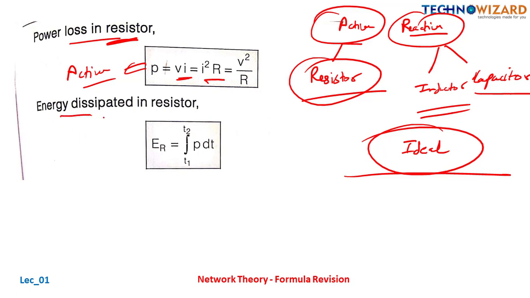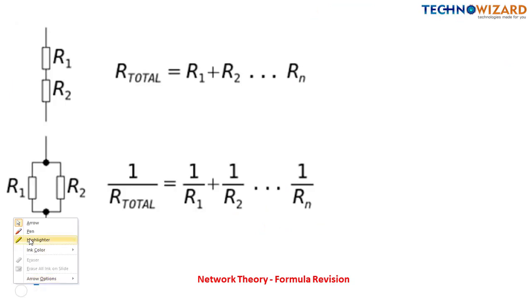If you want to find the energy dissipated in a resistor, then energy dissipated is equal to the integral from time t1 to time t2 of p, that is the power, dt. So to find the energy dissipated in the resistor, you have to integrate the power relation. Okay. Now, if two resistances R1 and R2 are connected in series, then the total resistance is given by R1 plus R2.